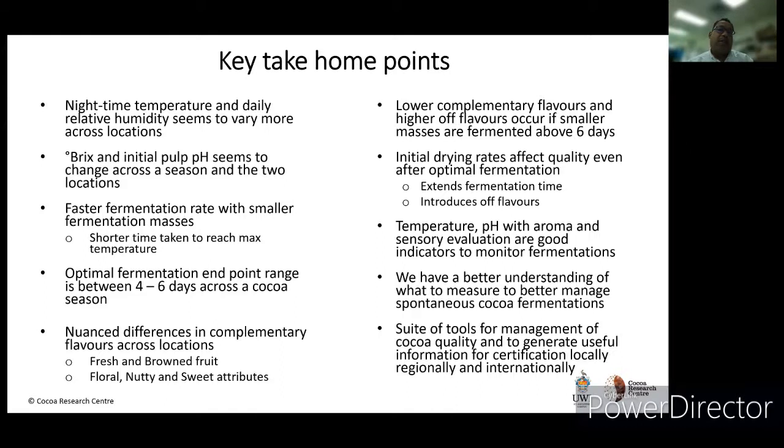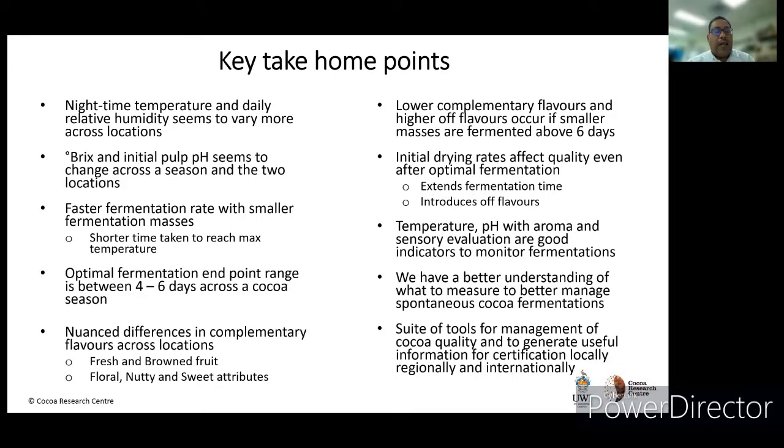Some key take-home points now from the results are that nighttime temperature and daily relative humidity seem to vary more between the locations that we looked at. The degree Brix and the initial pulp pH seem to change across the season and the two locations. We seem to have a faster fermentation rate with smaller fermentation masses. There's a shorter time taken to reach the maximum temperature as a result. The optimal fermentation endpoint range seems to be between 4 to 6 days across the cocoa season. So there's no one day, but a range rather.